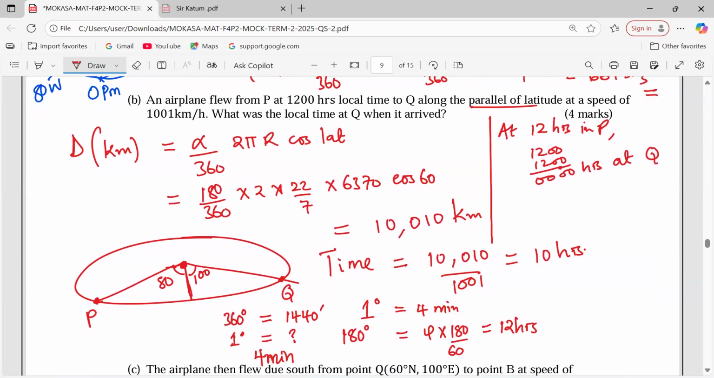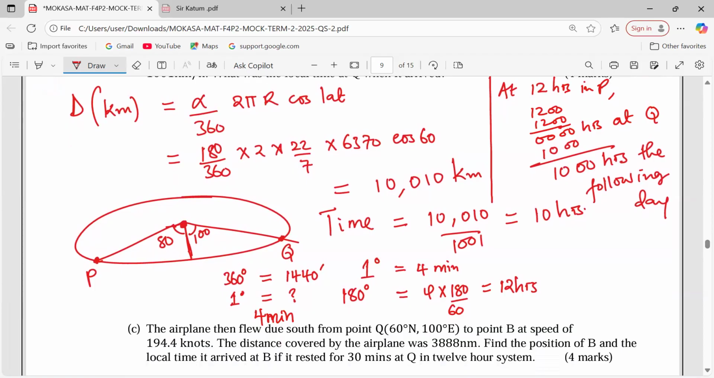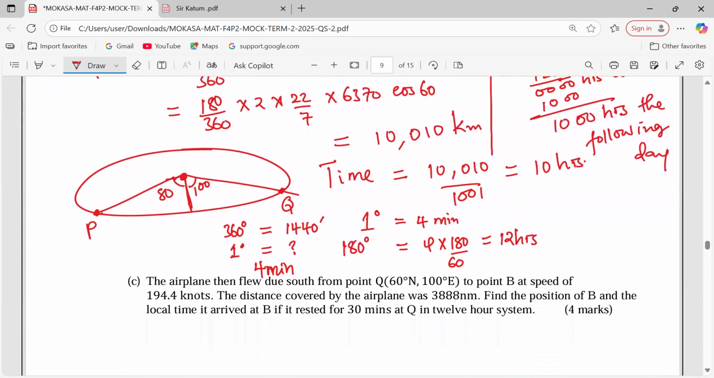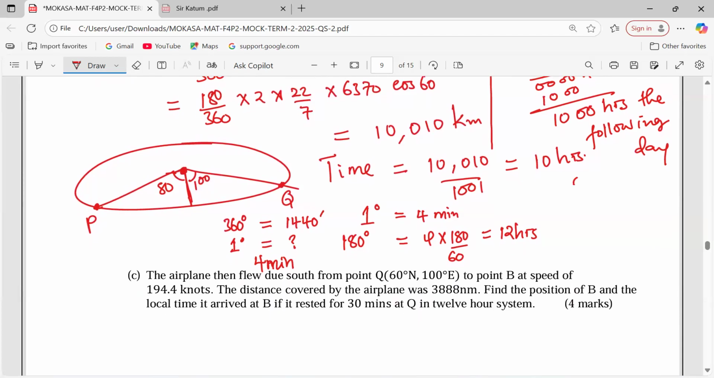Therefore, now, if this was the time at Q, then the time it was arriving, we will add 10 hours. And this will be 10:00 hours the following day, which is 10 a.m. In other words, it's 10 a.m. that way. It can also be written as 10 a.m.